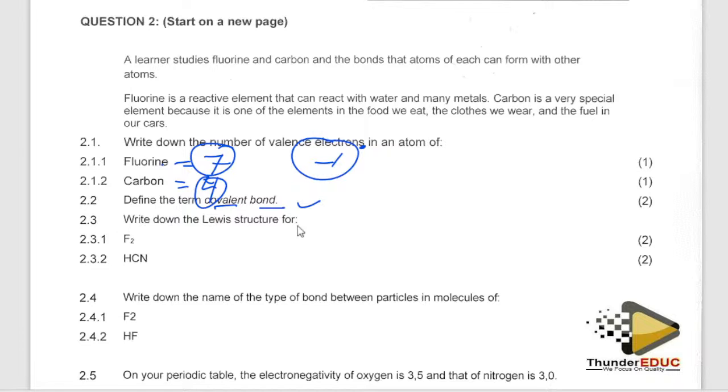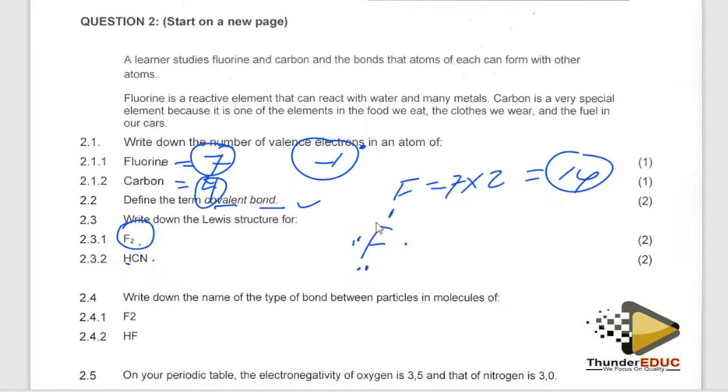Write down the Lewis structure for fluorine and hydrogen cyanide. This was our food yesterday, hydrogen cyanide. Fluorine is in group 7. If it's in group 7, it has 7 electrons, times 2 because I have 2 of them. It means the electrons I'm supposed to use are 14. So now I'm going to draw fluorine: 1, 2, 3, 4, 5, 6, 7. Then the other side also: 1, 2, 3, 4, 5, 6, 7. Meaning that now this one is going to form the bond. Hence, that is the structure.